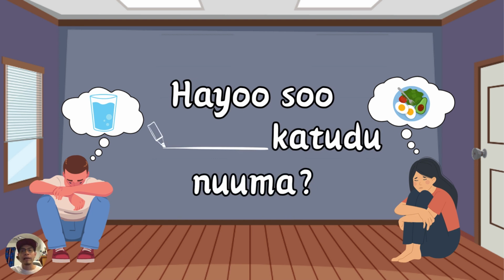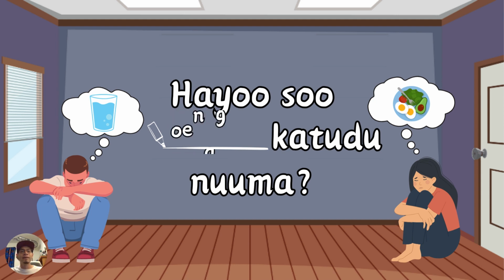Now, during class, I ask questions using this template. Hayusu blank katuru num, which means how does the one sitting on the blank side feel? And you just fill in that blank with either the word for left side or right side. So if you want to ask about the man sitting on the left side, you put oinagwa in there. Hayusu oinagwa katuru num. How does the one sitting on the left side feel?